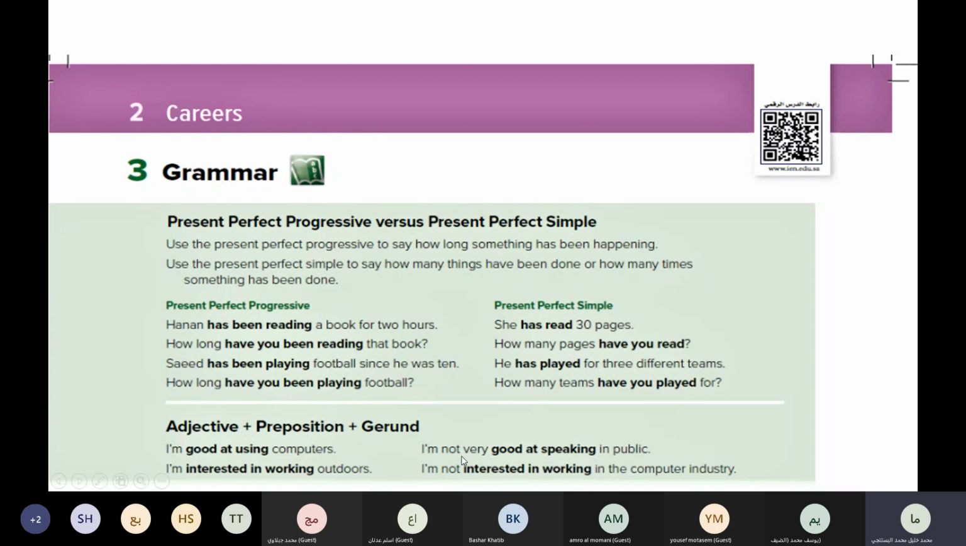Now what about the next example? Go ahead. I'm not very good at speaking in public. Good, I'm not very good at speaking in public. Next. I'm not interested in working in the computer industry. Good. So this is about the adjectives followed by prepositions, followed by gerund.